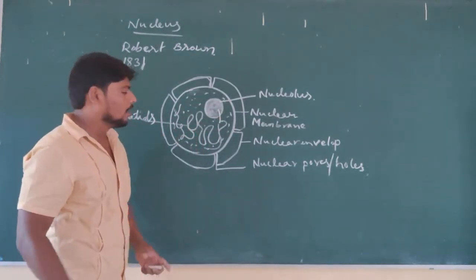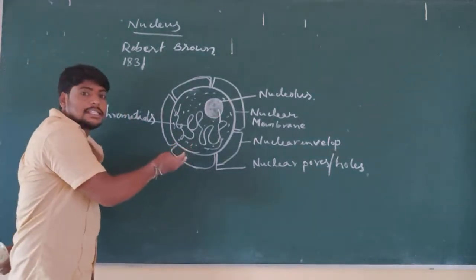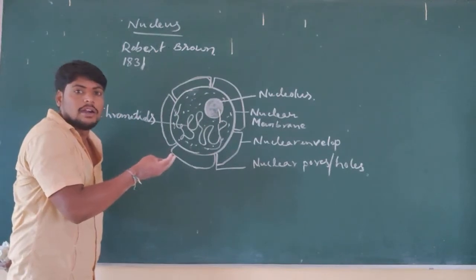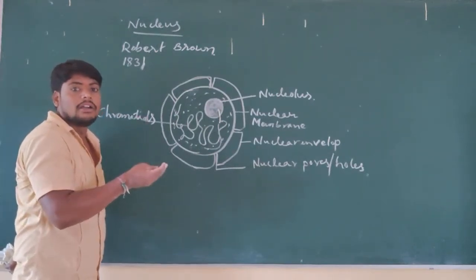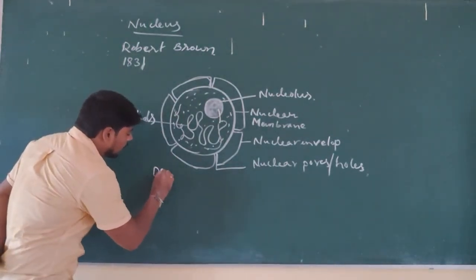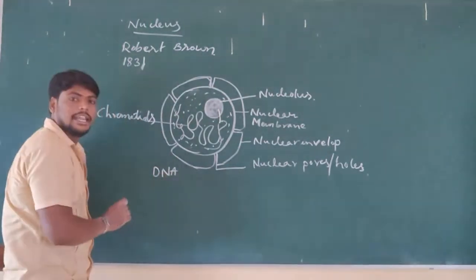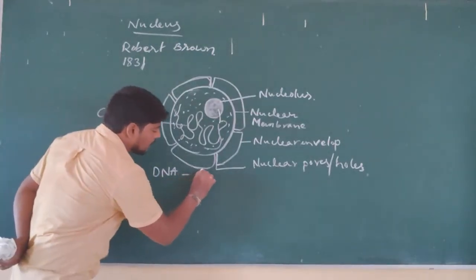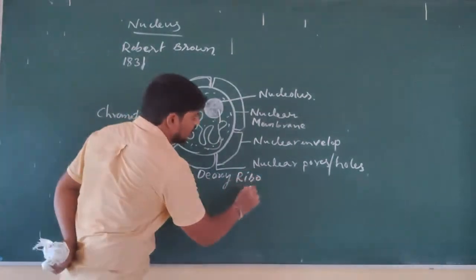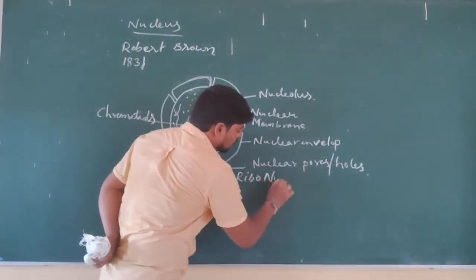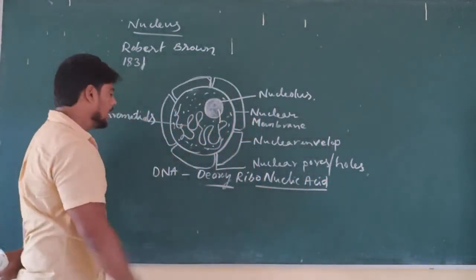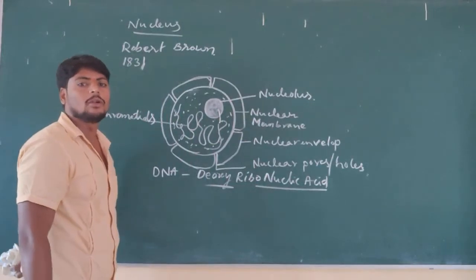Now these chromatids consist of another important structure called DNA. What is it called? DNA. So what is the full form of DNA? What does DNA mean? Deoxyribonucleic acid. This is the full form of the DNA which is found in chromatids.